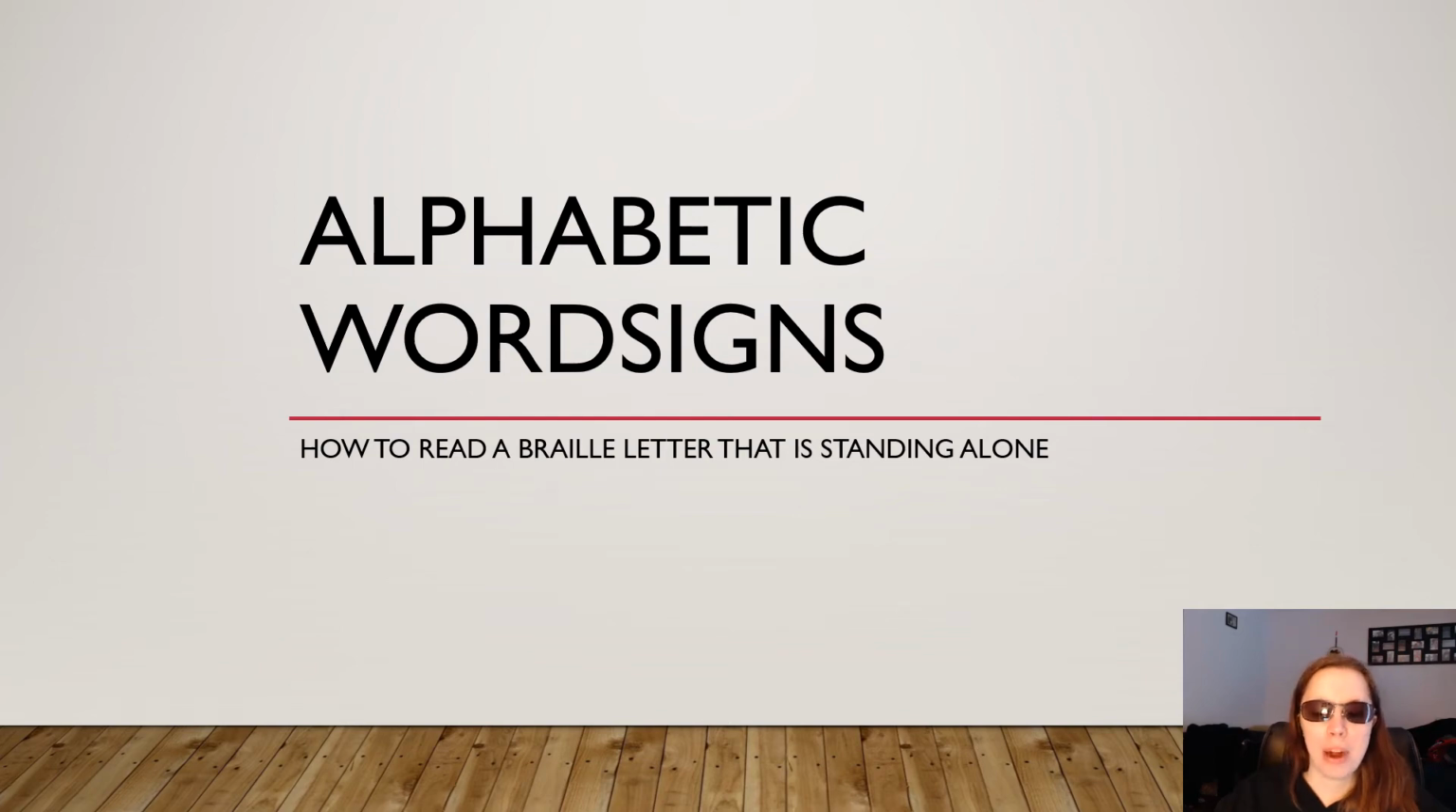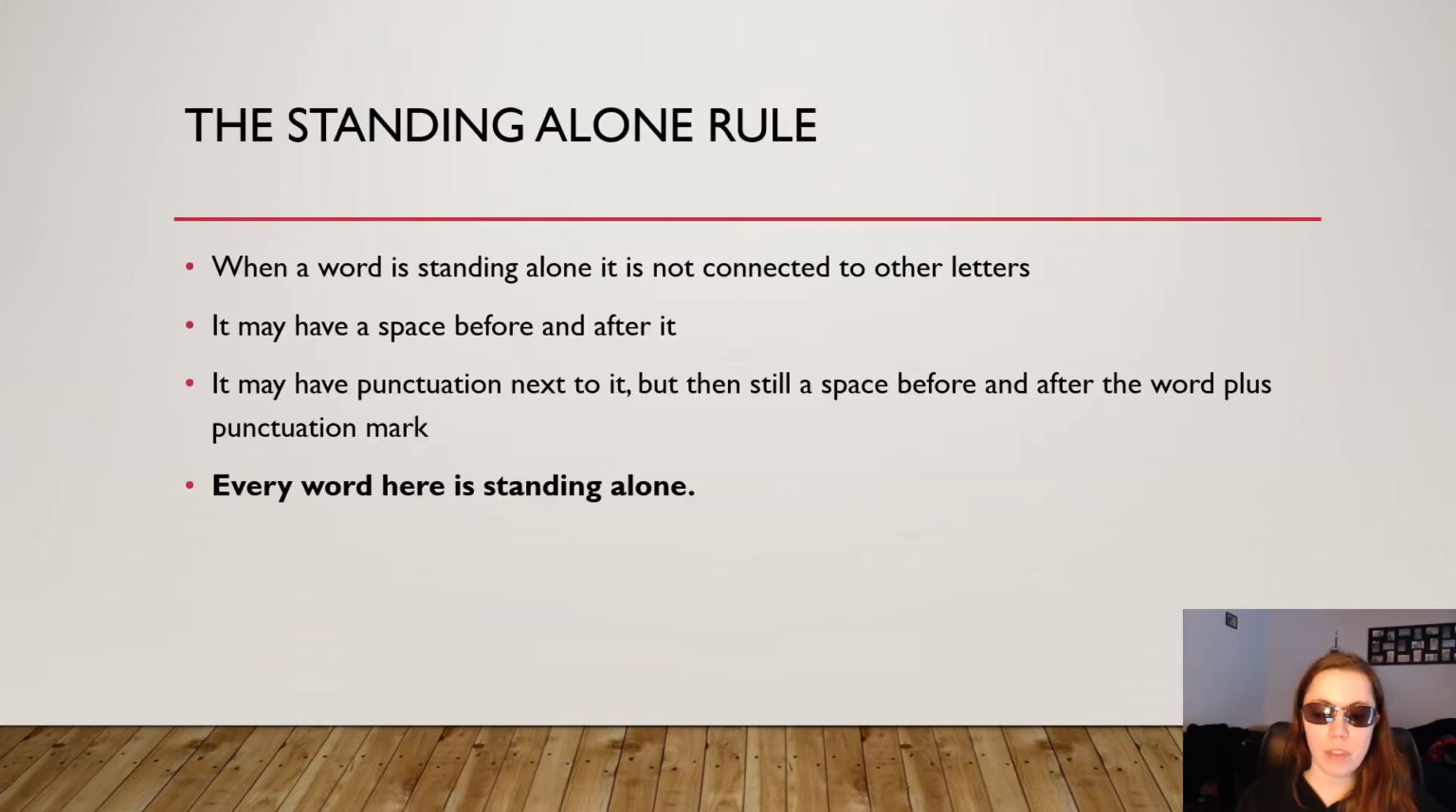Let's talk about our first family of contractions in Braille. These are the alphabetic word signs. We're going to talk about how to read and also how to write when a Braille letter is standing alone and the print word that it refers to is standing alone. When I say standing alone, I'm talking about Braille's standing alone rule.